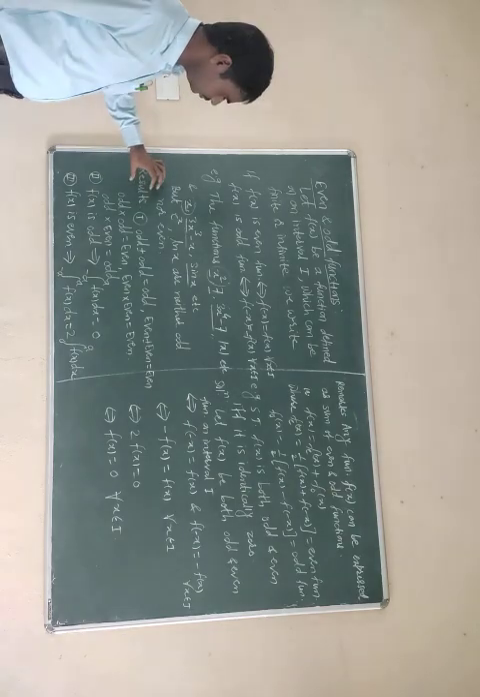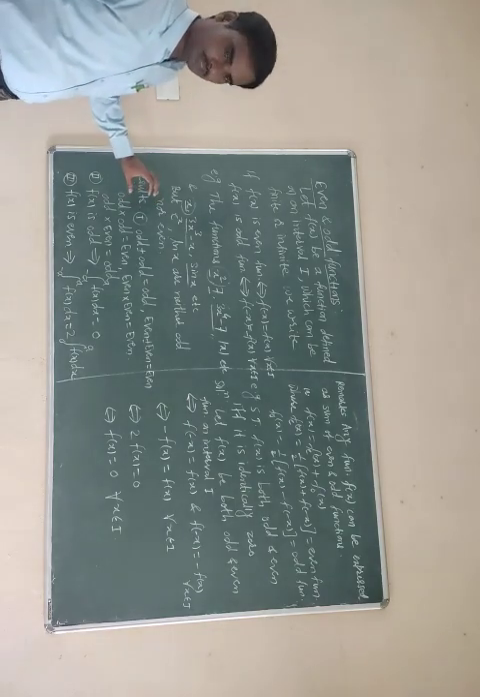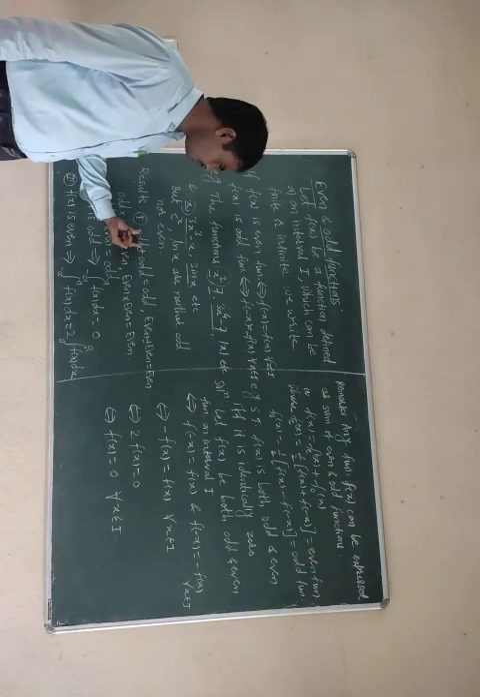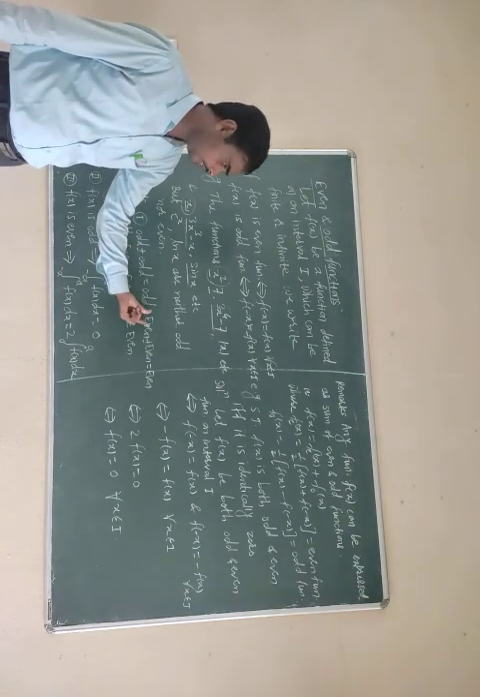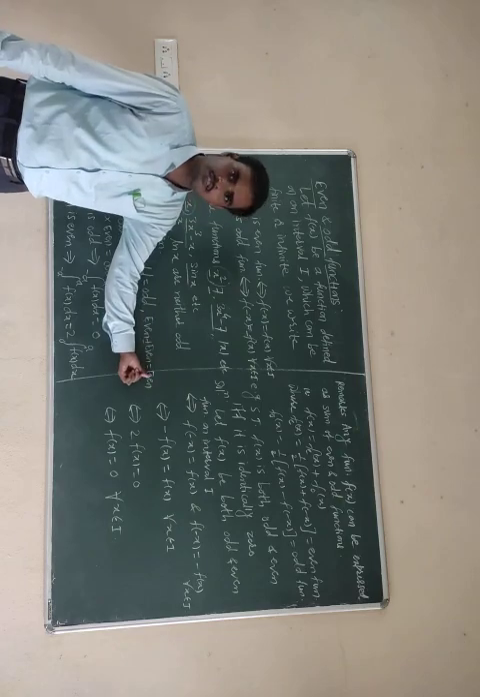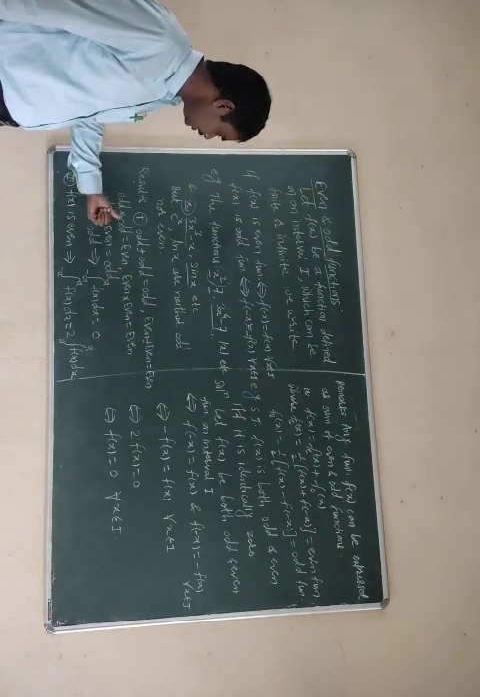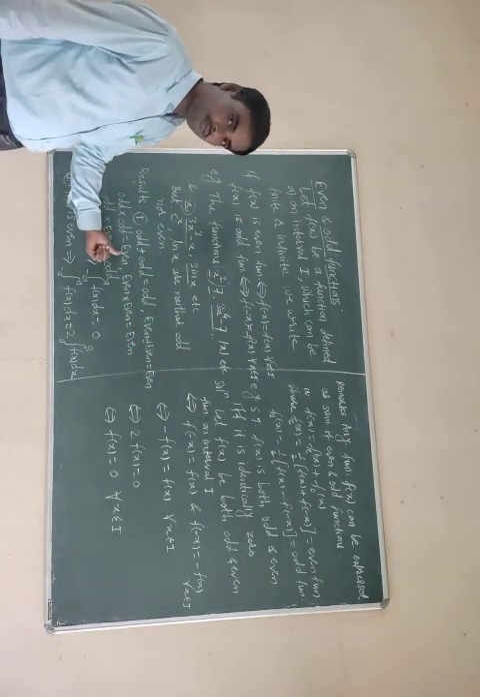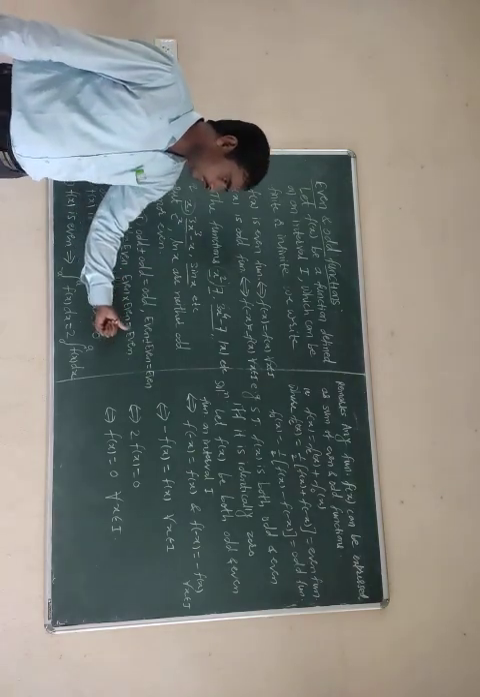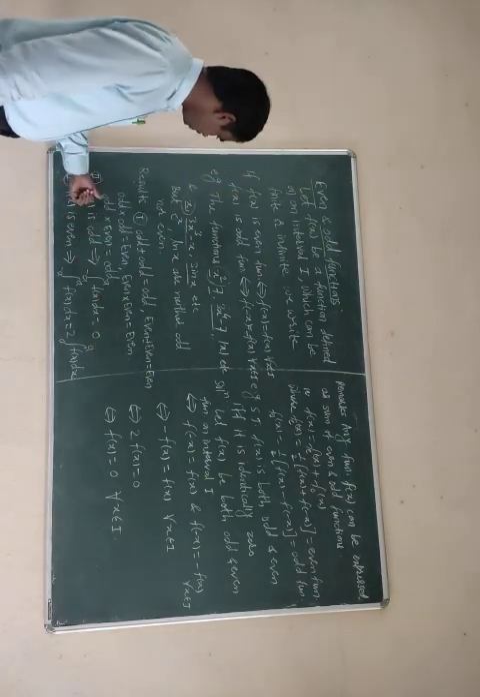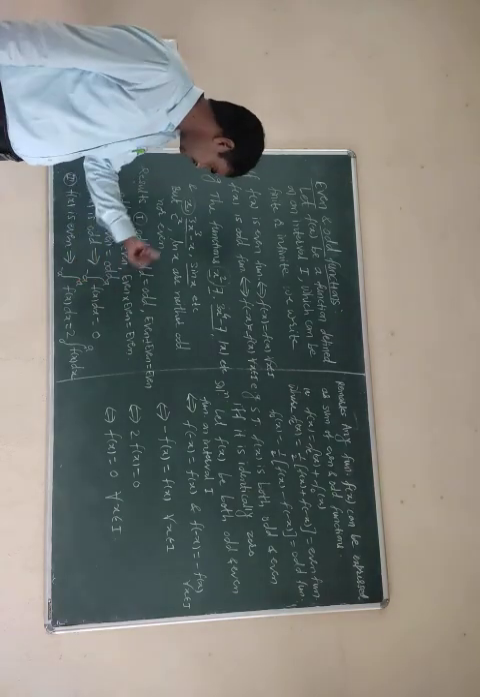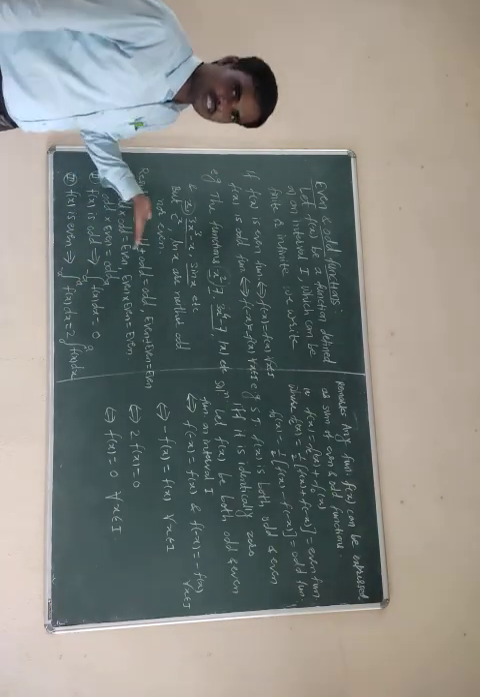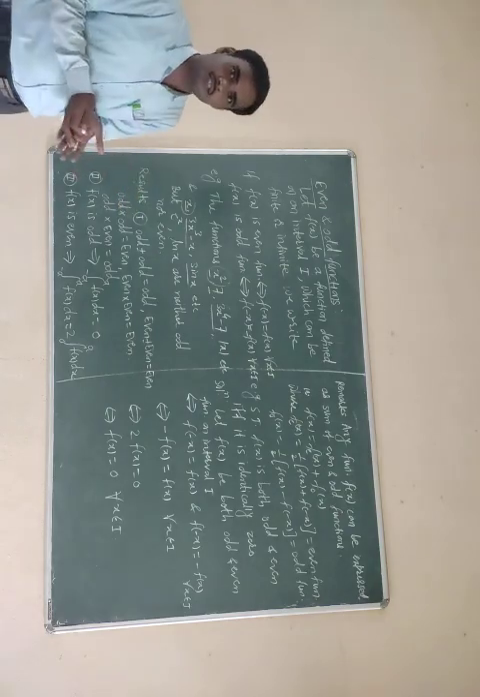Some results we will see on odd and even functions. First, odd plus or minus odd is odd. Even plus or minus even is also even. Odd into odd is even. Even into even is even. Odd into even is an odd function. So these are some results, on this basis we can decide whether a function is odd or even.